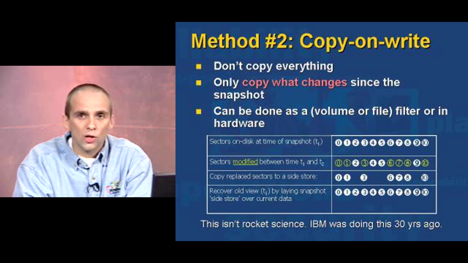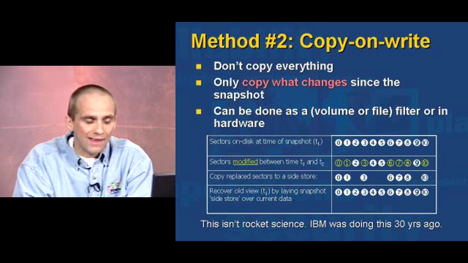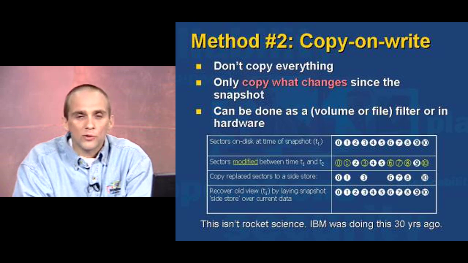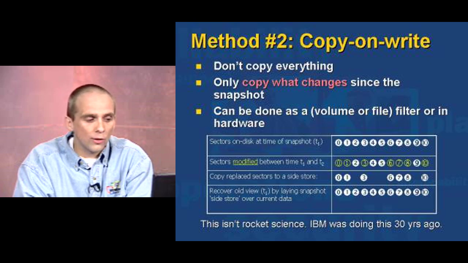By contrast, when I read sector 2, that wasn't in the side store, so I knew the version had not been superseded since the time of snapshot. So this is really a copy on write mechanism, and this is a way where a snapshot can be maintained by a driver or by a piece of hardware, and it only needs to keep a copy of the sectors that changed since the snapshot. If I go along and change sector 0 again, I don't need to store another copy of it in the side store, because I already have the oldest copy.